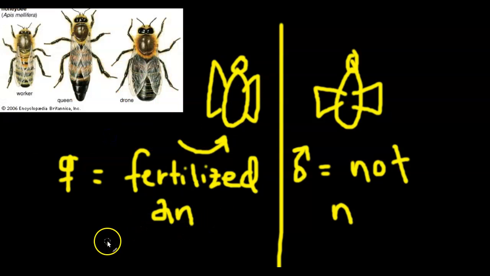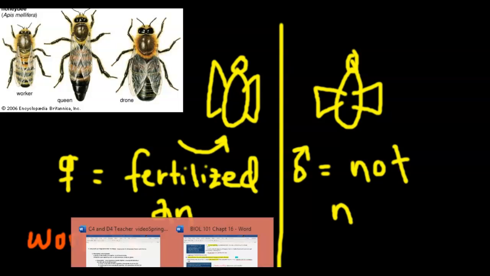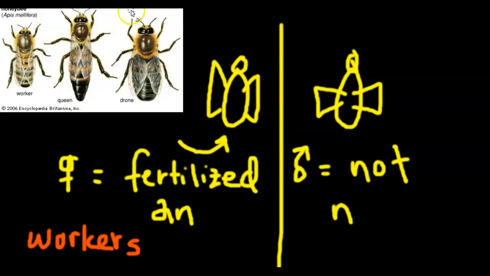So the ones that are fertilized, the females, they are workers. There's the workers. And this fertilized egg actually will become either a worker or a queen, depending on what the workers feed it. This one right here, this will become a drone.